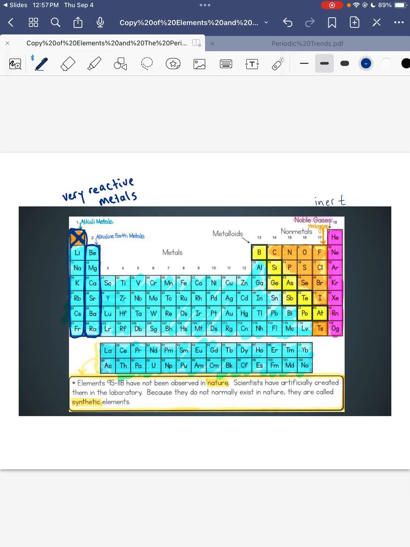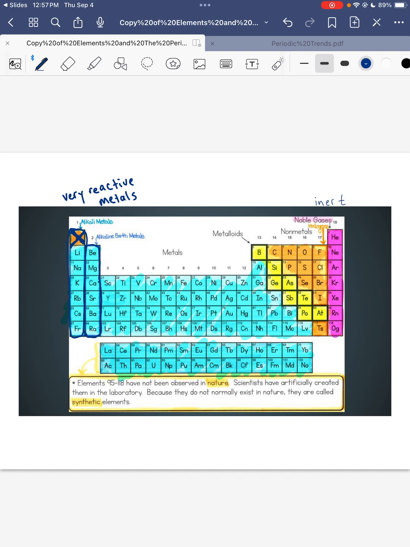We can see easily that alkali metals and alkaline earth metals are easy to get confused. I remember them because the alkali metals, that's a one-word name, so it's in group 1. The alkaline earth metals is a two-word name, so it's in group 2.